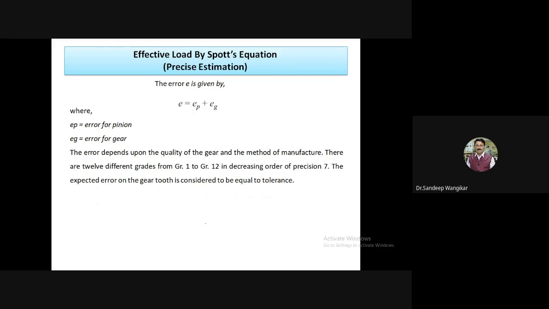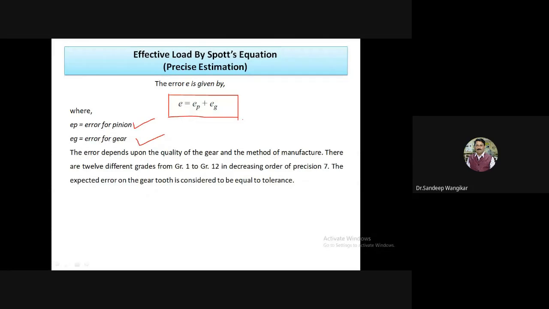Okay, now in all the three formulas we have discussed E, the error. So what is the error? The total error is given by E equals EP plus EG, where EP stands for error for pinion and EG stands for error for gear. So write down: E, total error, is equal to EP plus EG. EP is error for pinion, EG is error for gear.